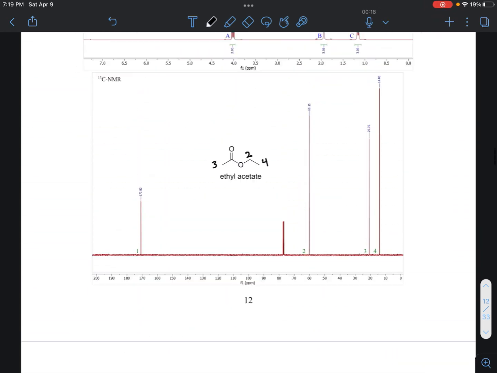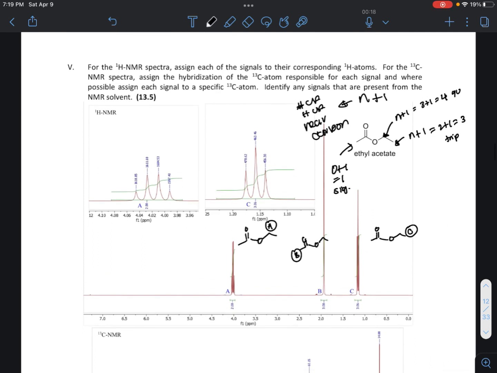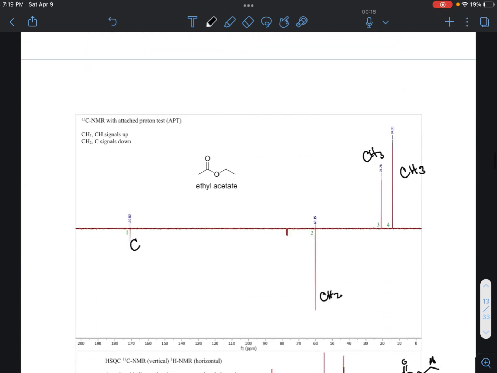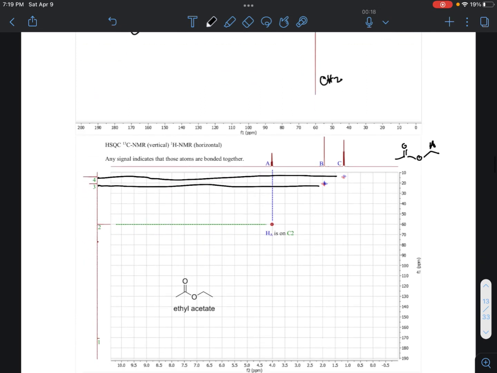So yeah, that is pretty much it. I just wanted to go over how to look at the proton NMR, how to look at the carbon NMR, how to look at the DEPT NMR, how to look at the HSQC NMR, and then put that all together to assign an NMR spectra.